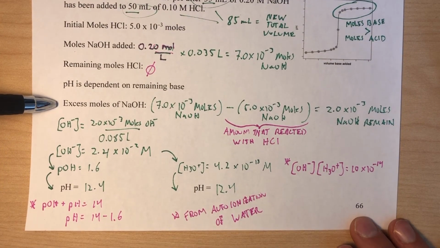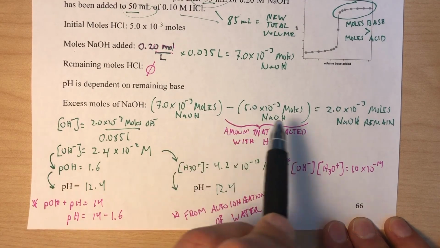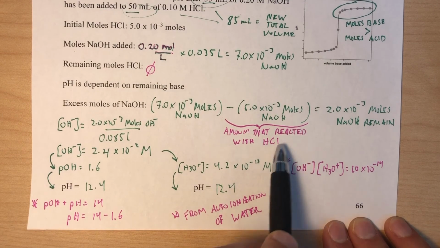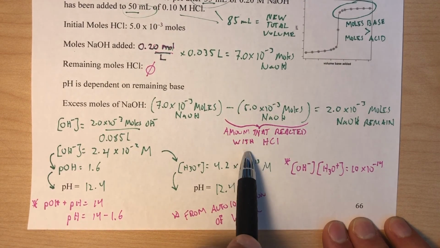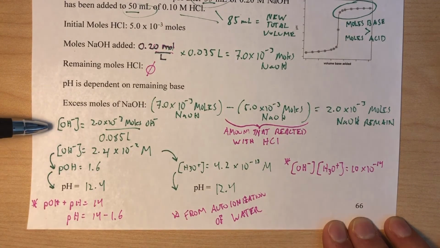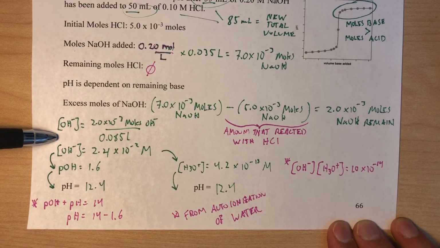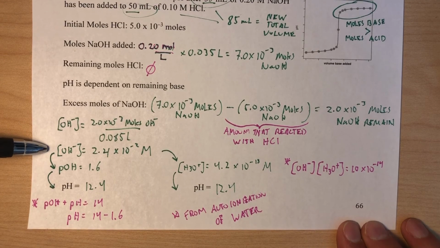We need the excess moles of sodium hydroxide. So we have 7 times 10 to the negative third, and we subtract 5 times 10 to the negative third, which is the amount that reacted with hydrochloric acid. What we're left with is 2 times 10 to the negative third moles of sodium hydroxide. We divide that by our new total volume of 0.085 liters, and that gives us our hydroxide concentration, which is 2.4 times 10 to the negative third molar.